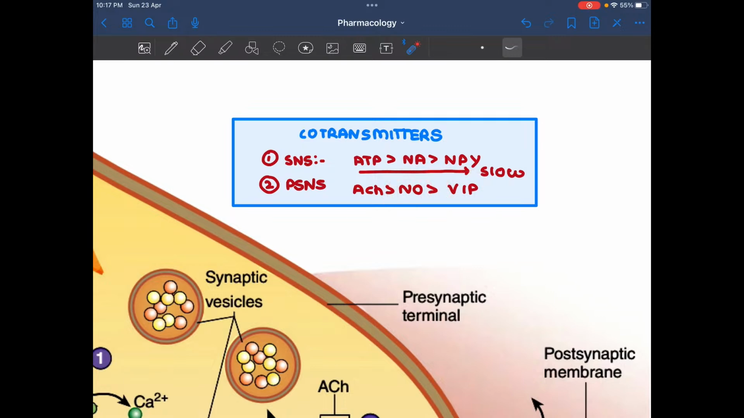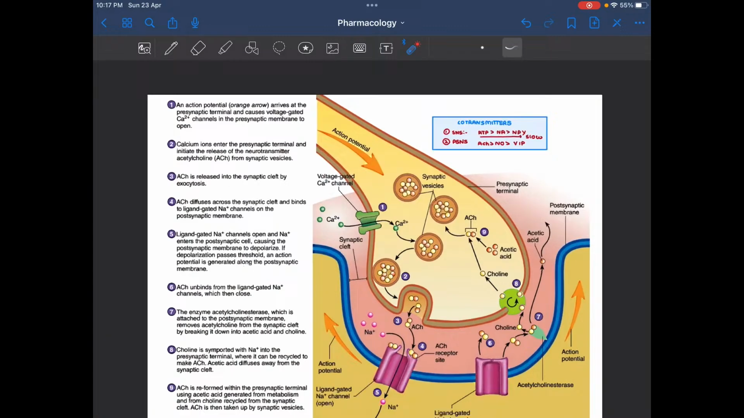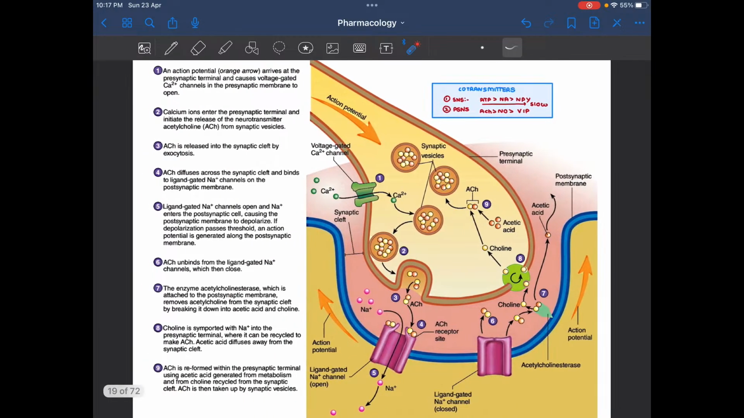And if we talk about the fastest to slowest action of these neurotransmitters, I would say ATP is the fastest in the sympathetic nervous system, and in the parasympathetic nervous system again it's acetylcholine which is the fastest, as in the case of transduction, I would say.